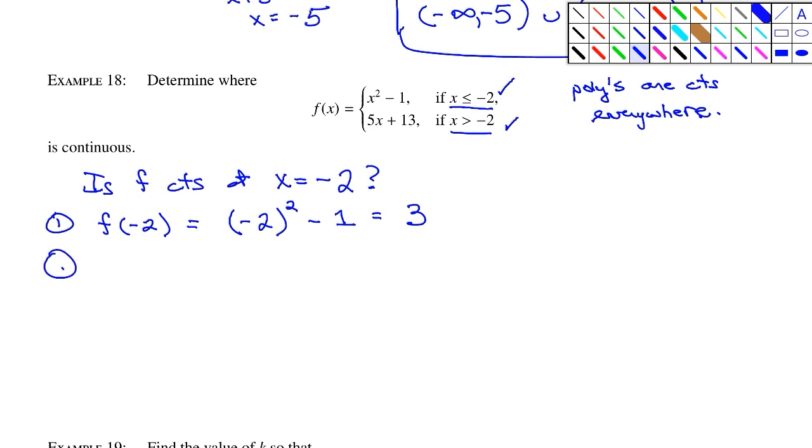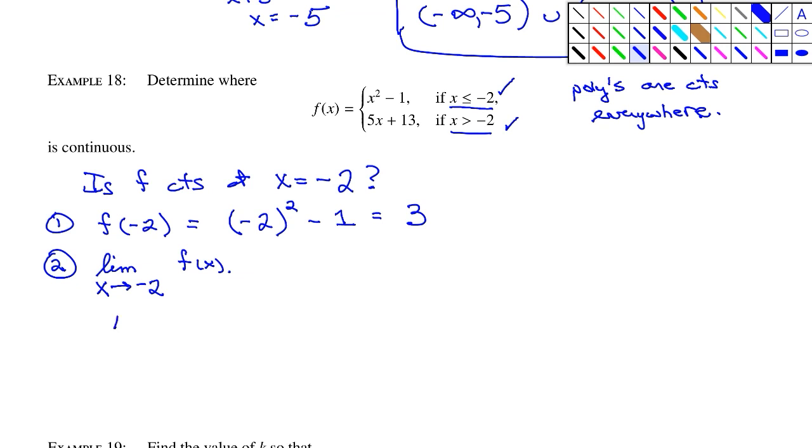And then secondly, I want the limit as x goes to -2 of f of x. Because we have a piecewise function, we need to use the one-sided limits to determine the limit value itself.